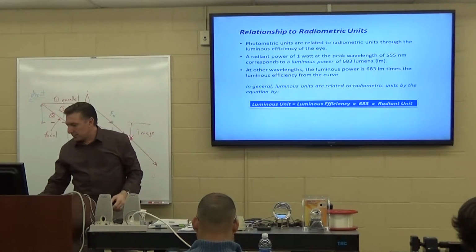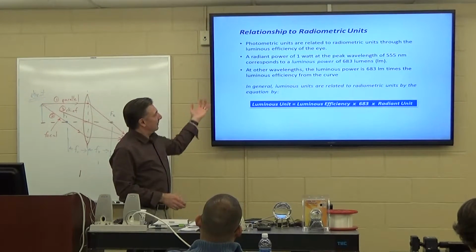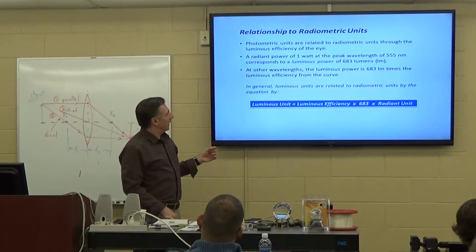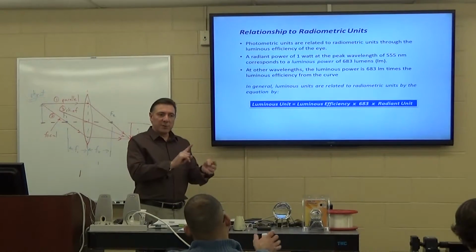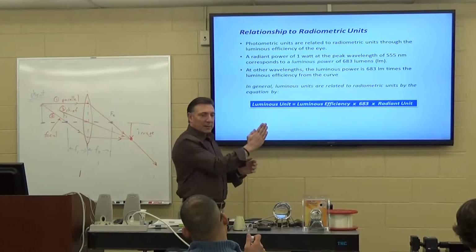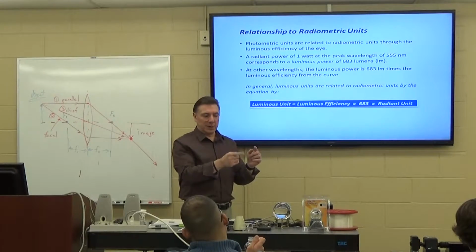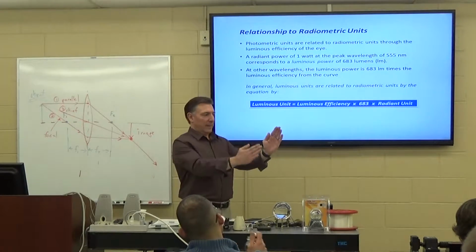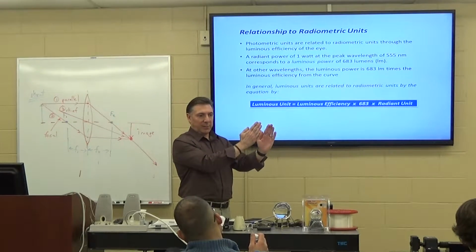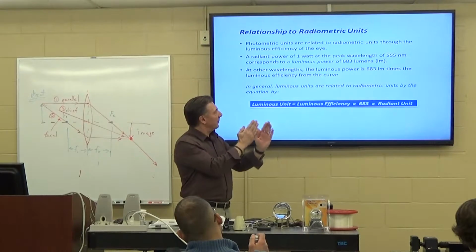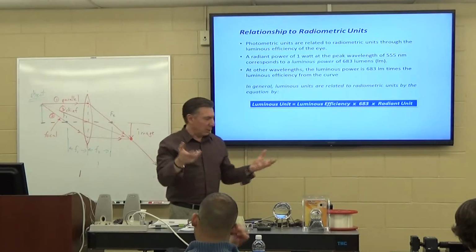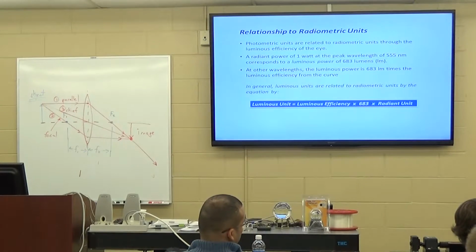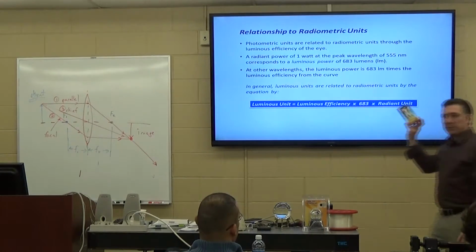So if you look at 555 nanometers, what that corresponds to is 683 lumens. There's a conversion factor there. When you look at 1 watt, this is the conversion from radiometric to photometric: 1 watt of radiometric power at 555 nanometers, the peak sensitivity of the eye, is equivalent to 683 lumens. So you've heard the term lumen before, right? You go to the store, you buy a light bulb, and usually light bulbs are measured in the number of lumens.